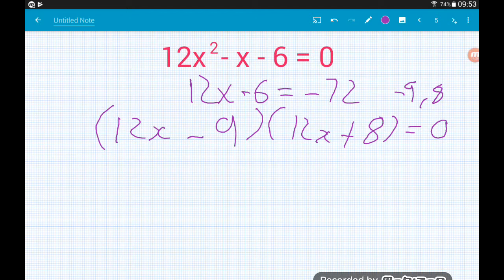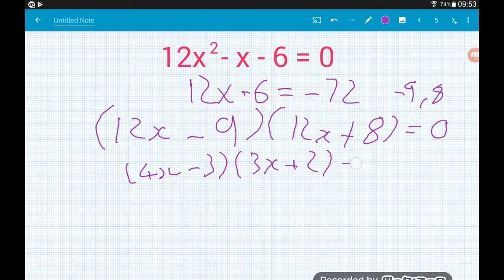Okay, again we've got a common factor in both brackets. So in this first one we've got a common factor of 3. So if we divide that out we get 4x minus 3. And in the second bracket we've got a common factor of 4. So if we divide that out we get 3x plus 2. And don't forget that equals 0 at the end.